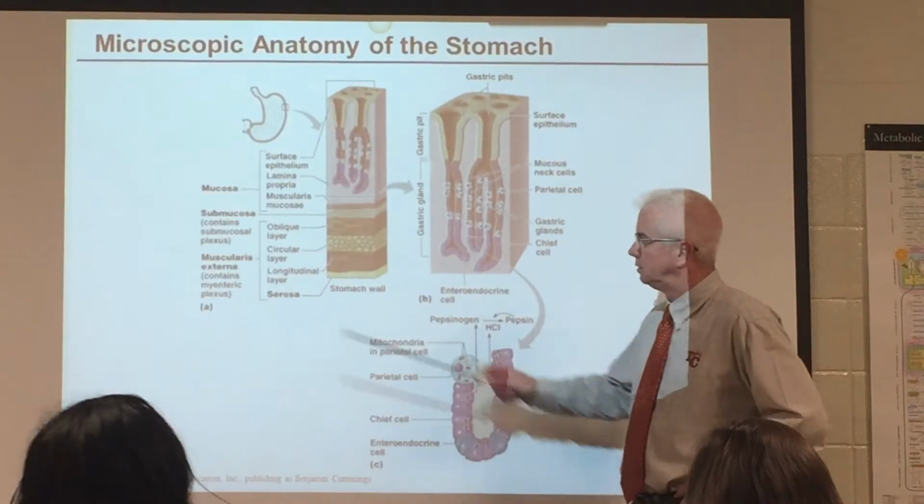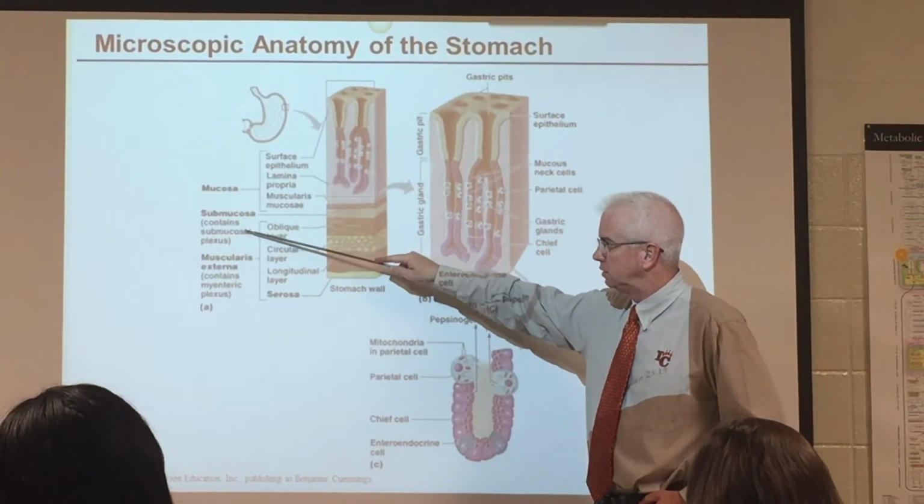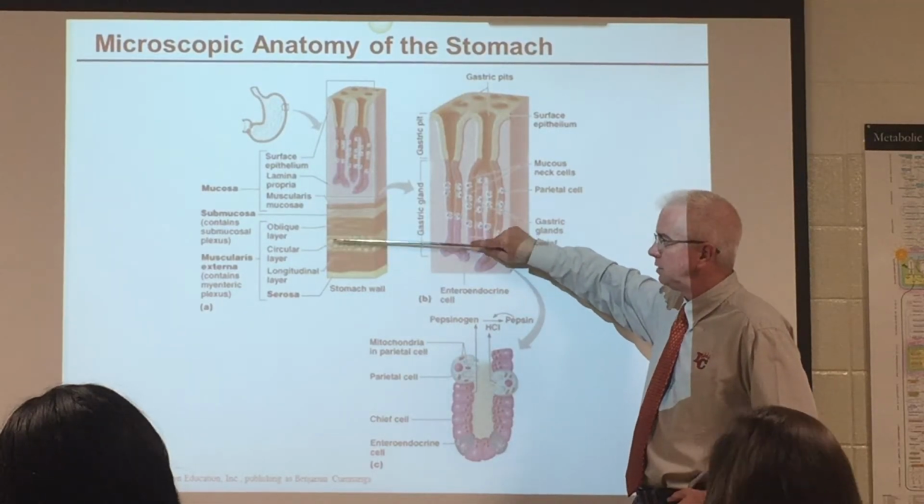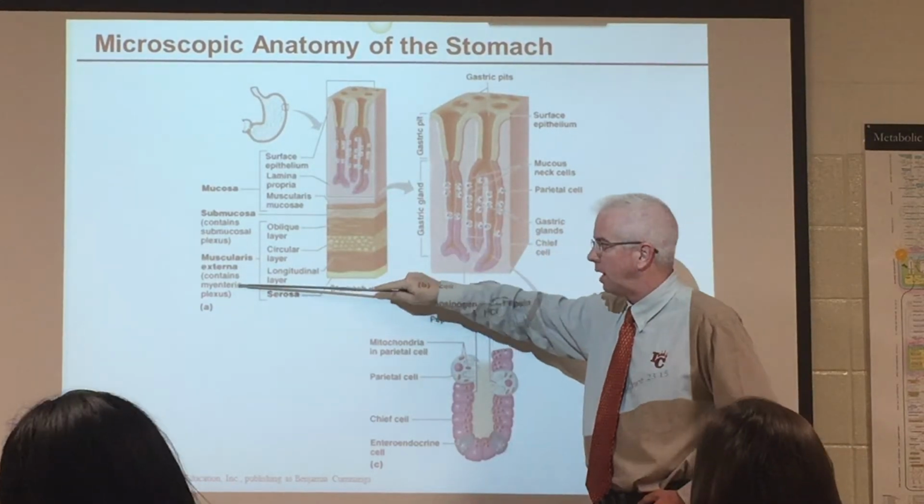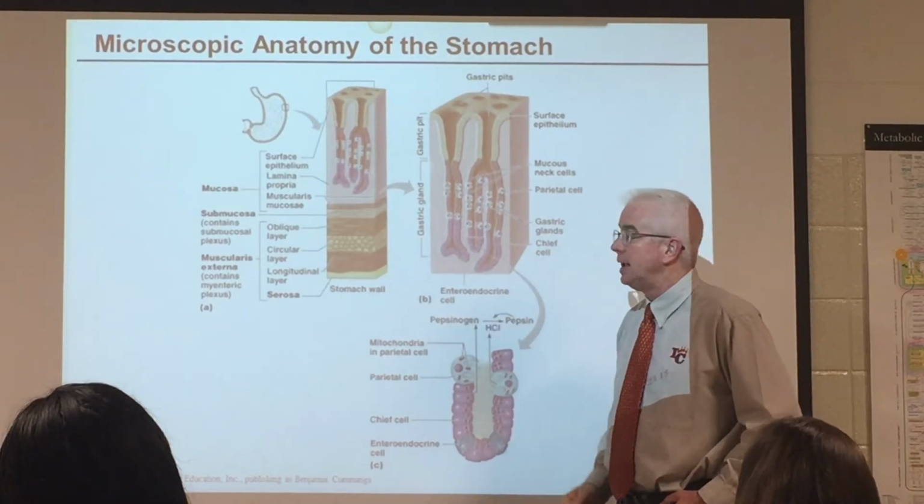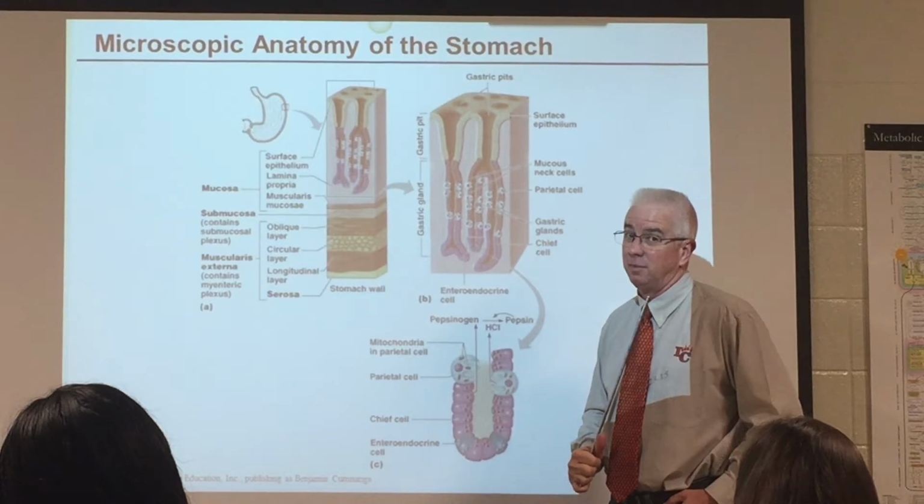All right. So submucosa, submucosal plexus, then smooth muscle. Most of the time it's circular and longitudinal with the myenteric plexus between them. The stomach has an extra one, an oblique layer. It speaks to the function of the stomach.